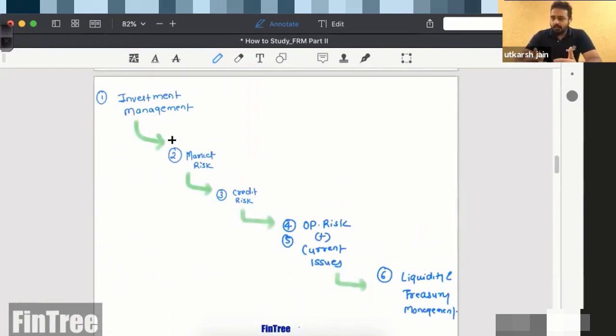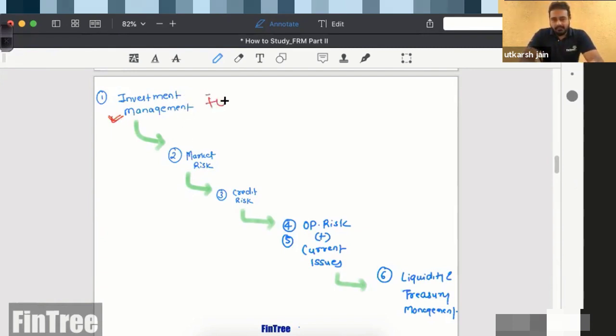My rationale for building this sequence is that a candidate who has studied FRM Part 1 is slowly migrating to FRM Part 2 type of content. So there has to be some sort of linearity between the two courses. And I think that if you start with investment management, you'd feel that it's a very organic progression. So you start with investment management.